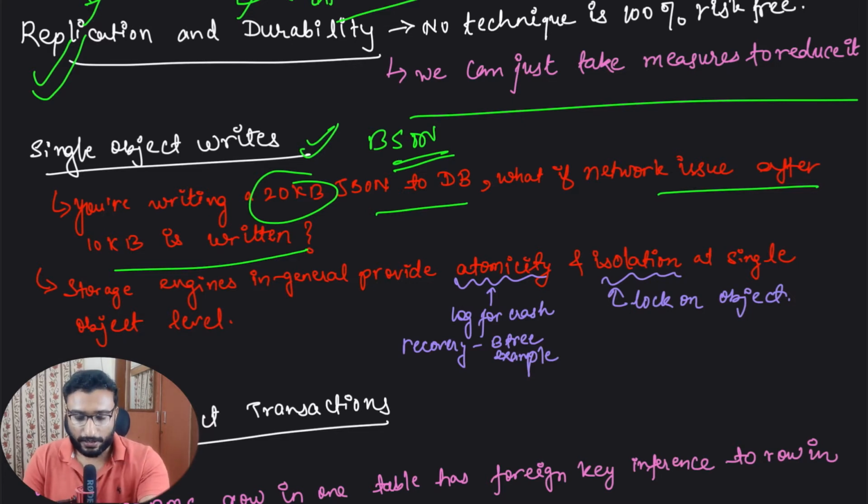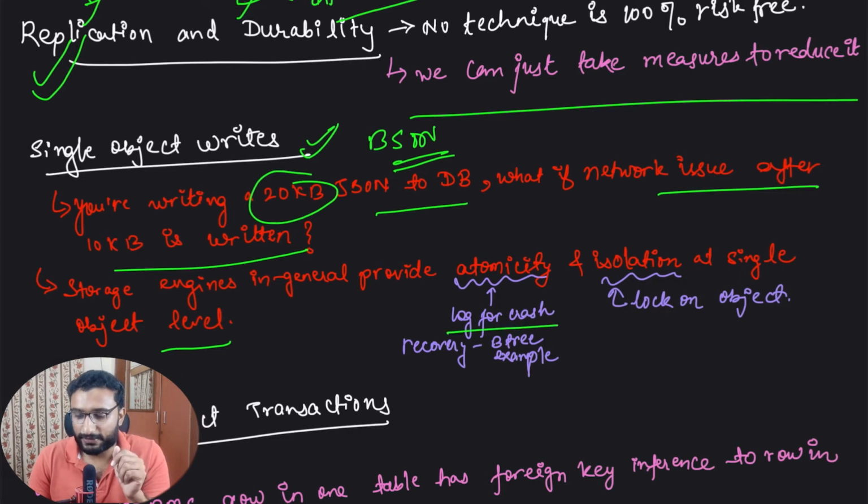ठीक है. Let's say storage in general. Another point would be that storage engines in general provide atomicity and isolation at a single object level. Now when we say atomicity, we mean that a single operation will be considered atomic. ठीक है, 0 या फिर 1. ठीक है.